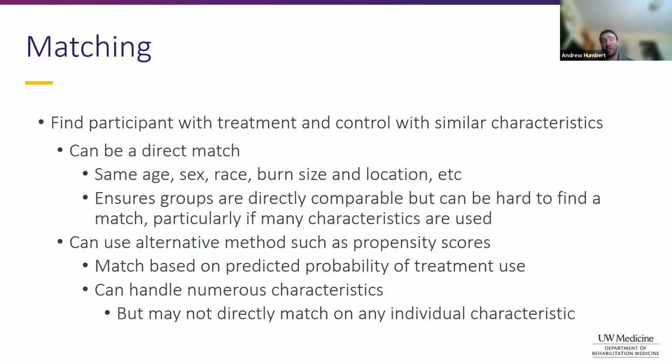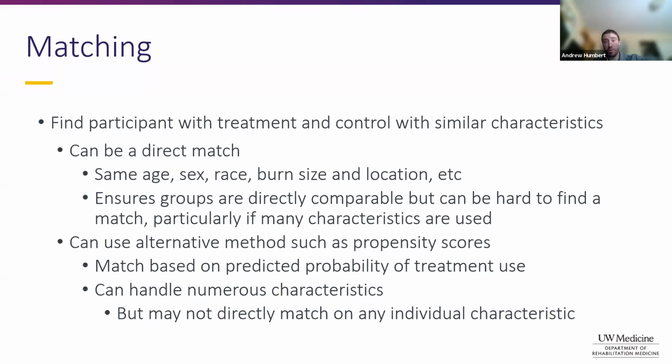But there are alternative ways to match as well. And one of those is using this idea of propensity scores. A propensity score is basically just, if we turned off the treatment and control assignment, we fit a model that tries to predict whether somebody received treatment or not.